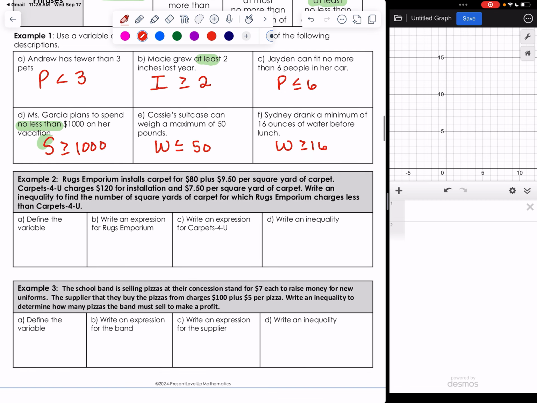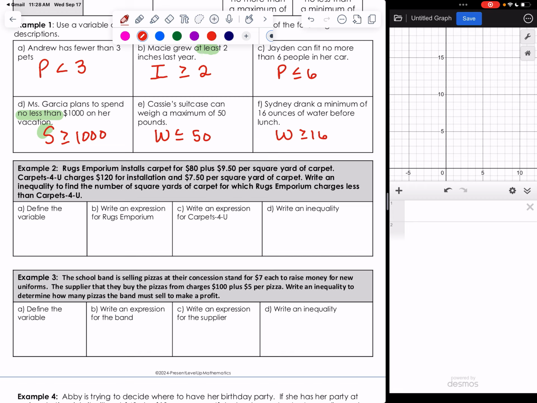All right, example 2. Rugs Emporium installs carpet for $80 plus $9.50 per square yard of carpet. Carpets for You charges $120 for installation and $7.50 per square yard of carpet. Write an inequality to find the number of square yards of carpet for which Rugs Emporium charges less than Carpets for You.